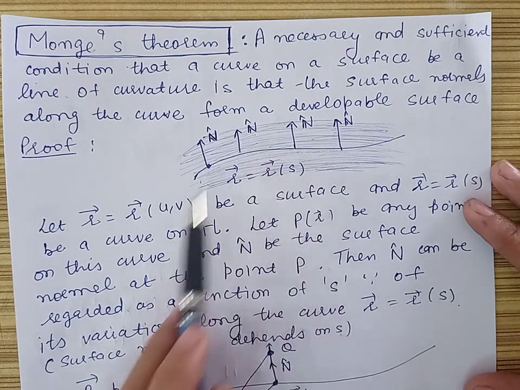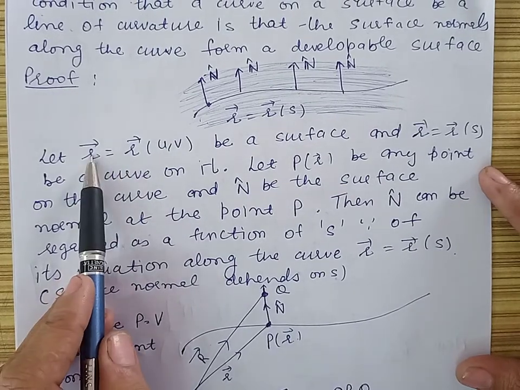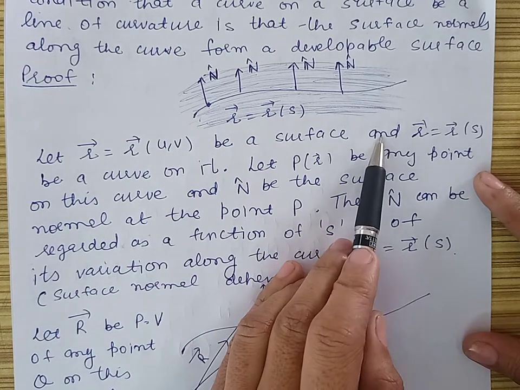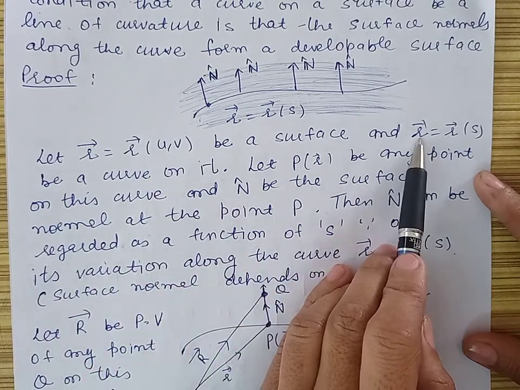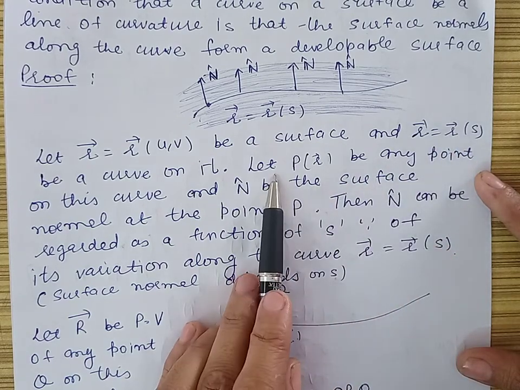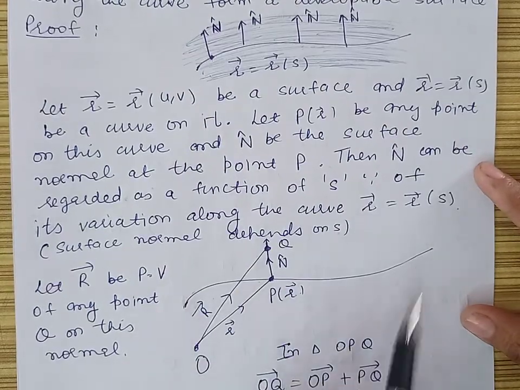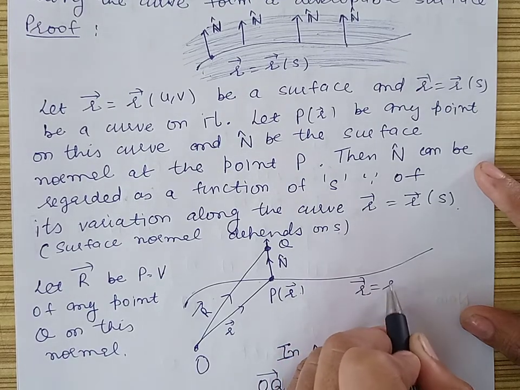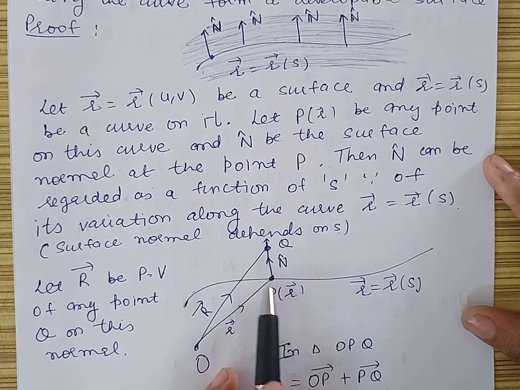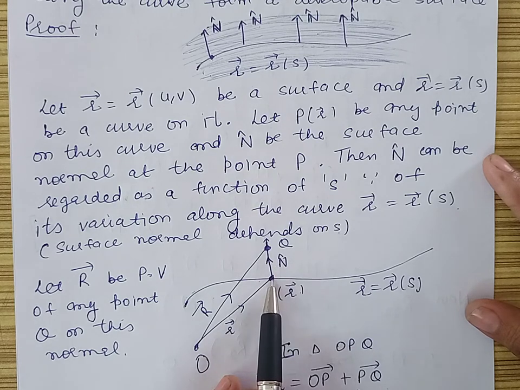So in order to prove this, let us consider a surface having the equation R = R(u,v), where u and v are parameters, and let us take a curve on this surface given by R = R(s). P is any point on this curve, and N is the unit normal vector at the point P.